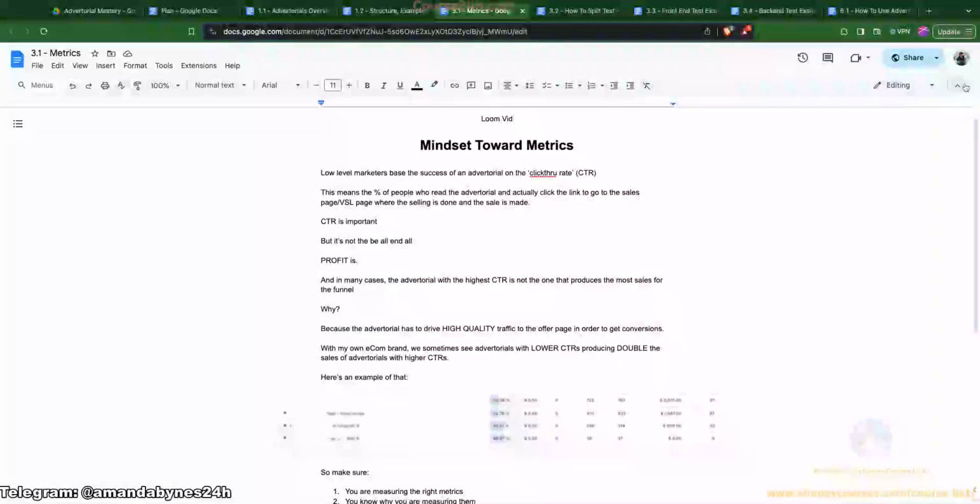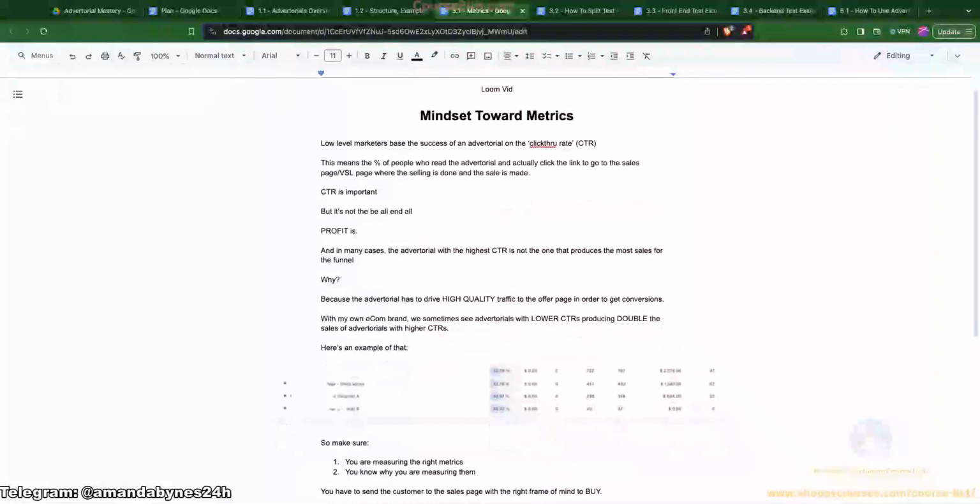Okay, so now we're going to talk about metrics, and in this section, we're also going to cover split tests. But before we can cover split tests and data, you need to understand how to analyze metrics when it comes to advertorial funnels. So there's a certain mindset you need to have.